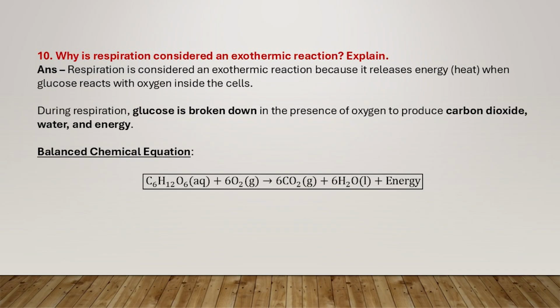10. Why is respiration considered an exothermic reaction? Explain. Answer: respiration is considered an exothermic reaction because it releases energy, heat, when glucose reacts with oxygen inside the cells. During respiration, glucose is broken down in the presence of oxygen to produce carbon dioxide, water, and energy. Balanced chemical equation: C6H12O6(aq) + 6O2(g) → 6CO2(g) + 6H2O(l) + energy.